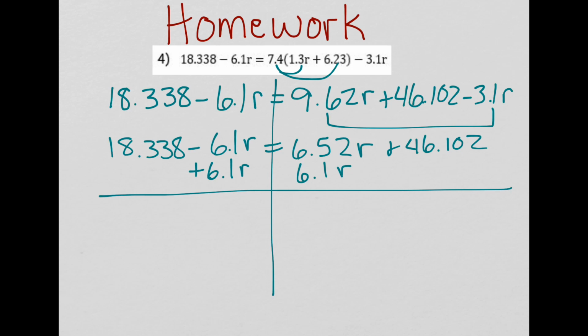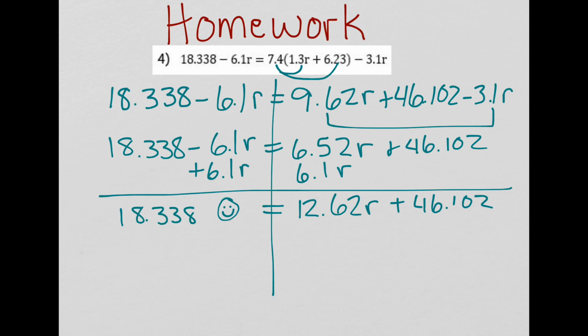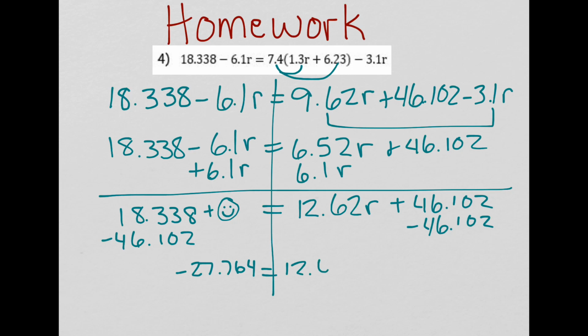This much work. These add up to be 0. That was the whole purpose. And on the right-hand side, I'm going to get 12.62R plus 46.102. And over here, I only have 18.338 left over. Plus 0, which is the same thing. So then next, I'm going to subtract the 46.102. Subtract it from over here. And I end up with negative 27.764 equals 12.62R.